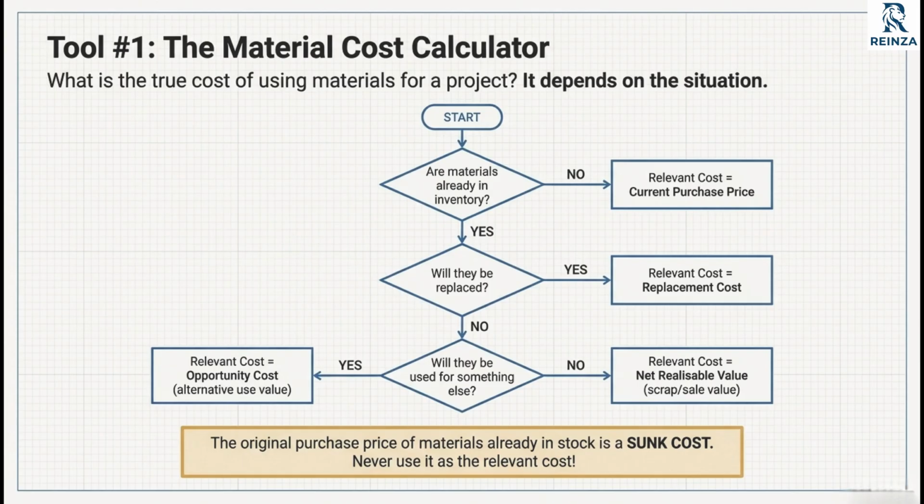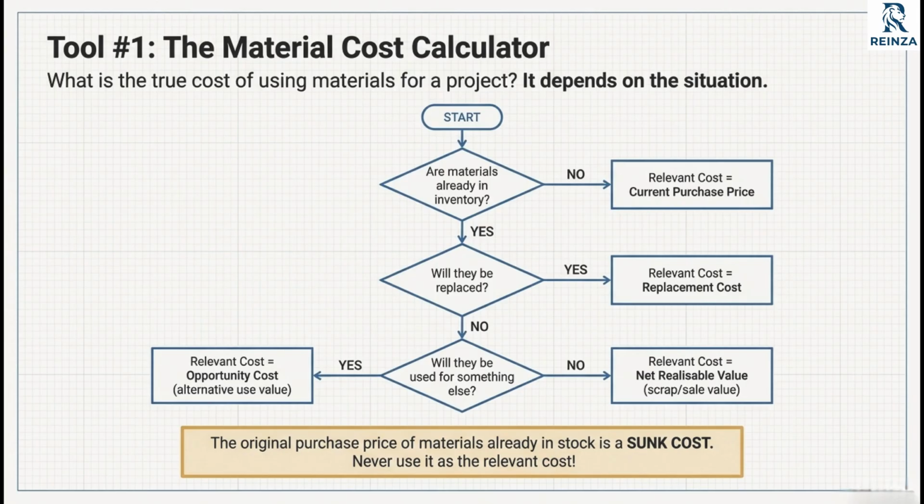If the answer is yes, the materials are already in inventory, then you need to ask a second question. Will they be replaced? If they will be replaced because you use this material regularly in production, then the relevant cost is the replacement cost. Why? Because using these materials means you will need to buy more to replenish your stock. If the materials will not be replaced, you have one more question to consider. Will they be used for something else? If yes, they would be used for another purpose. Then the relevant cost is the opportunity cost.